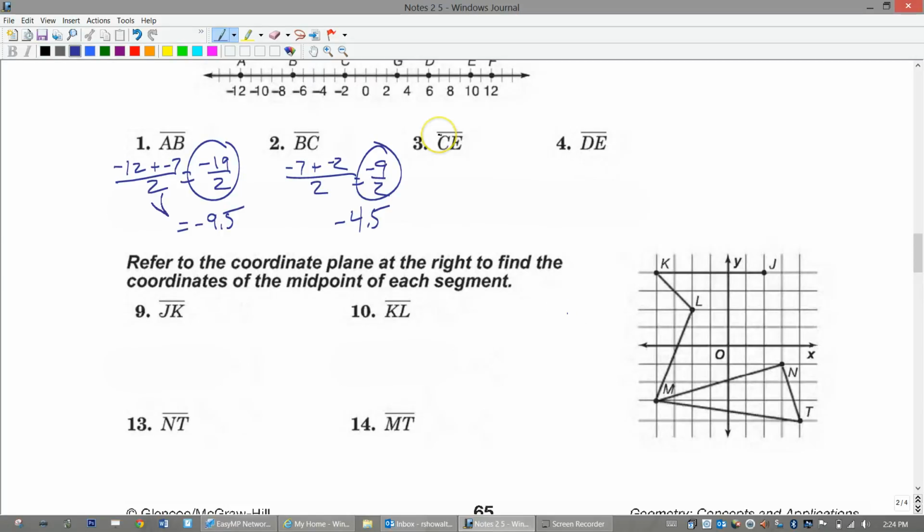All right, C and E. C is at negative 2. E is at 10. Add them up, divide by 2. 8 over 2, which is 4. DE, which is 6 and 10. Add them up, divide by 2. 8.